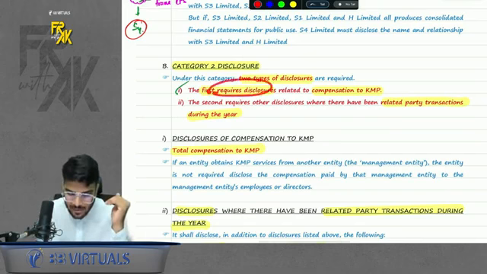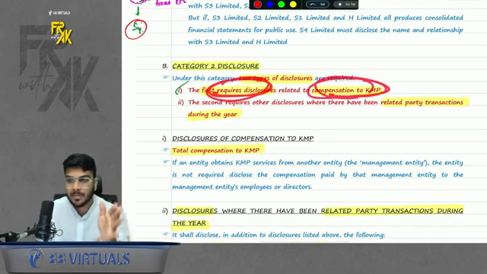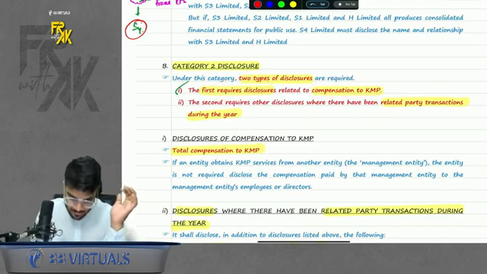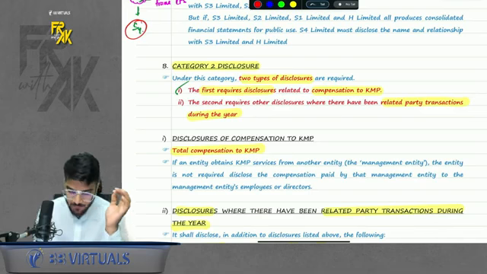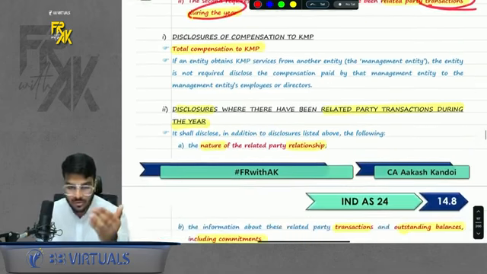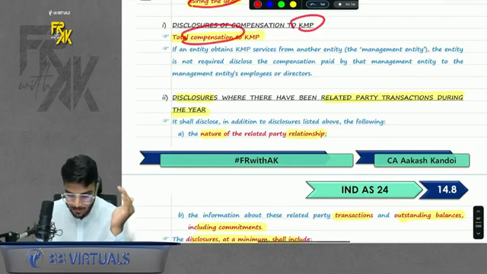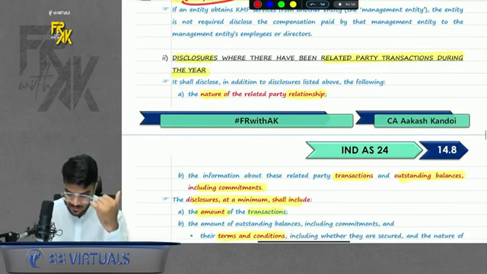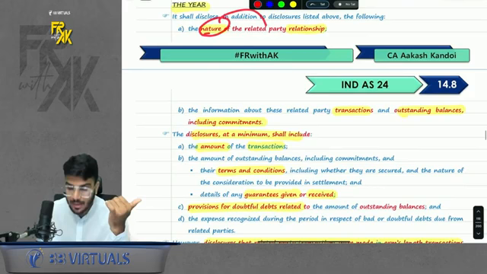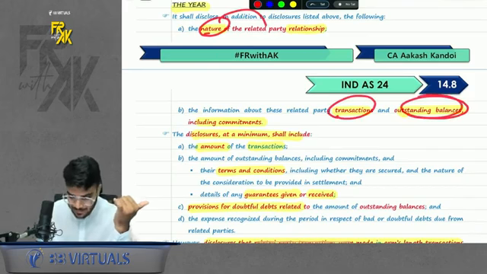The first type of disclosure is compensation to KMP. If you pay anything to a KMP, you will disclose it. Second, if any other related party is there and you transact with them, disclose it. What to disclose? In case of KMP, disclose the compensation. In case of other parties, disclose the nature of relationship, transactions, outstanding balances and commitments.